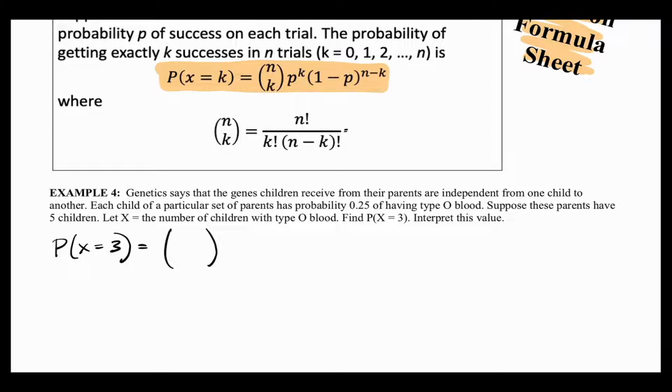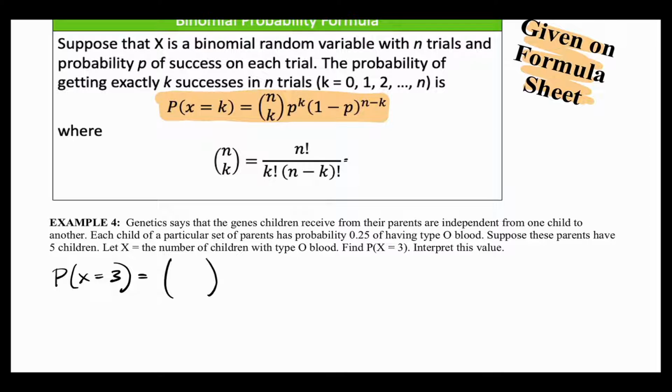So n. What is n for this one? 5, right? N is the number of trials, fixed number of trials. It says right there. If you didn't know, it says right there. Okay, so 5 goes on top. What goes on the bottom? 3. 3 is the answer to the question, equals 3. Okay, next one is probability. Probability of success is 0.25. K, how many successes am I going to have? 3.